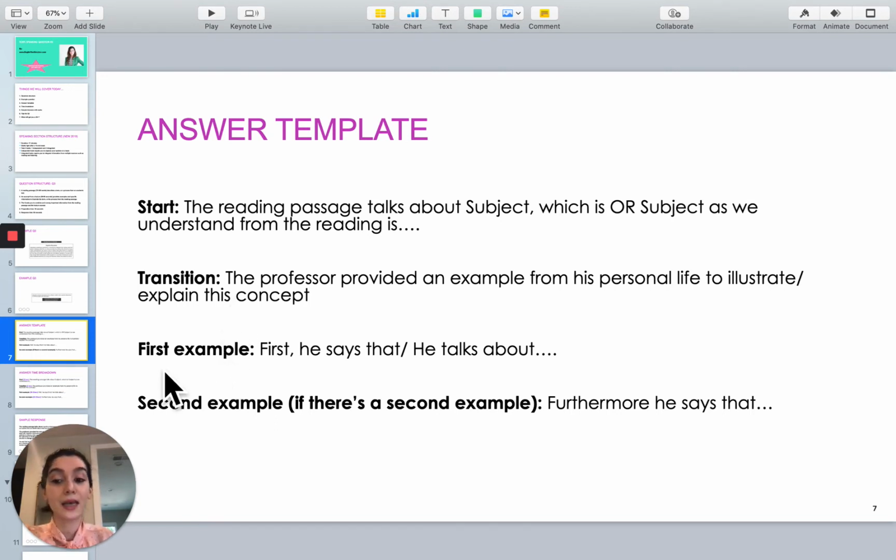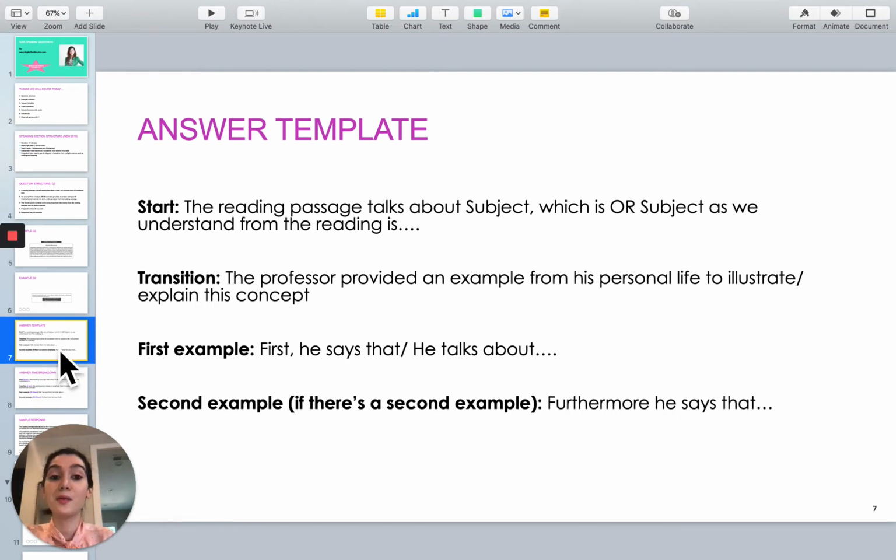Now, in my template, I have first example listed, and then second example listed. Remember, in this question there was only one example, so we're going to be spending a lot of time explaining just one example. But usually there are two examples on question number 3. You can start the first example by saying "First, he says that," or "He talks about." For the second, you can say "Second, he says that," but I recommend words such as "furthermore, he says that," or "in addition." Those transition words look better.